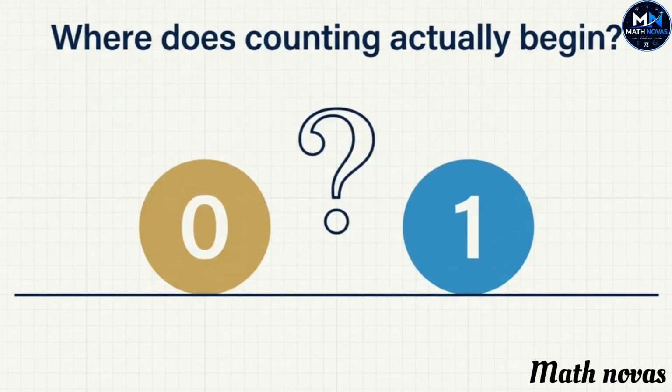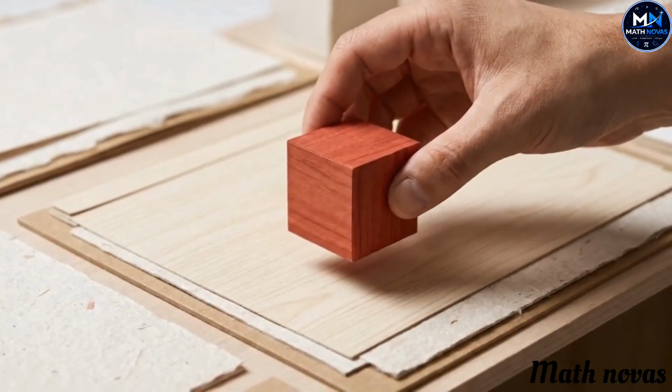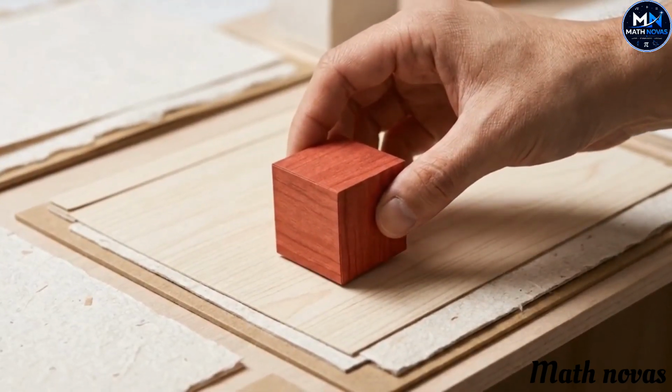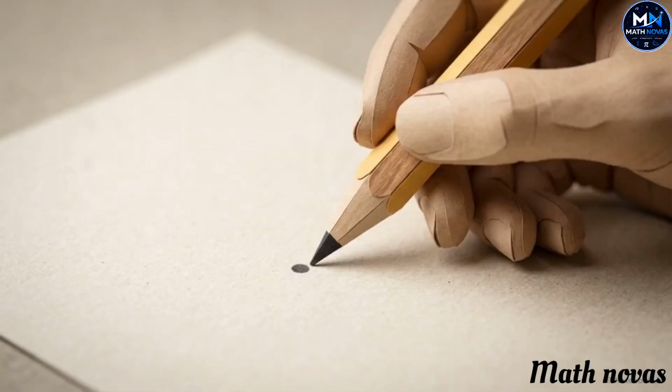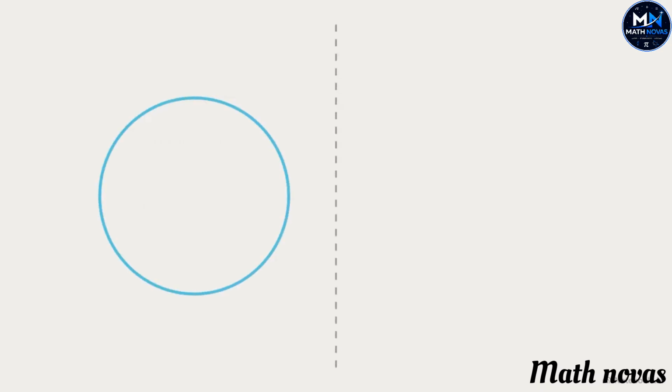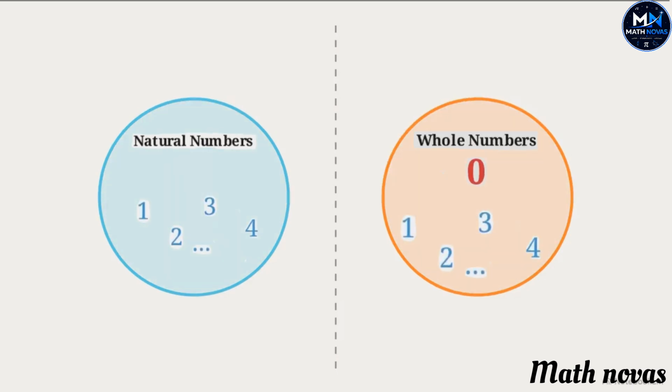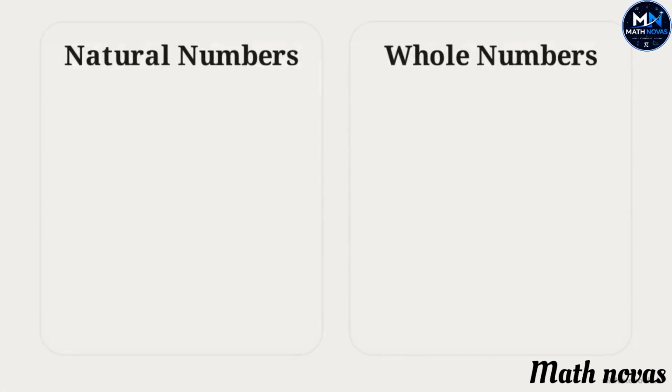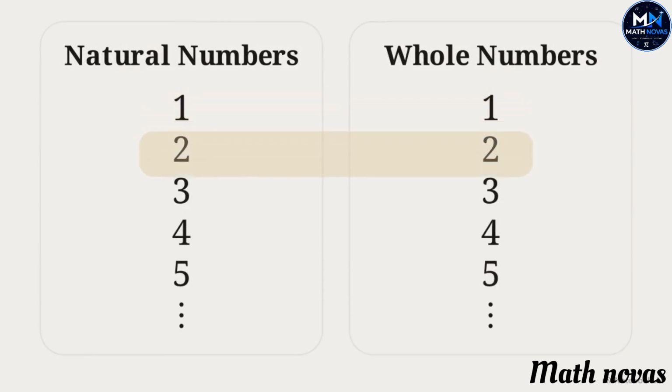Have you ever noticed that sometimes we start counting from 1 and other times we start from 0? It's a small choice we make without even thinking about it. But in mathematics, that choice determines which specific group of numbers you are using. These groups are known as natural numbers and whole numbers. They look almost exactly the same, and by the end of this lesson, you'll be able to spot the one single thing that sets them apart.